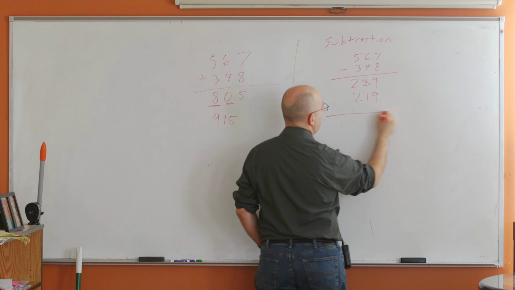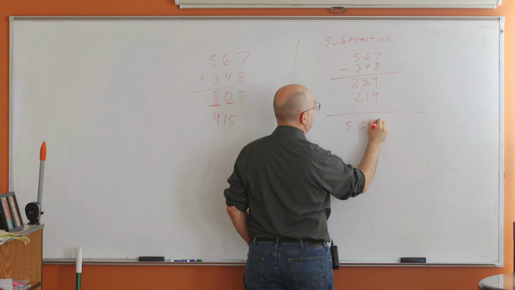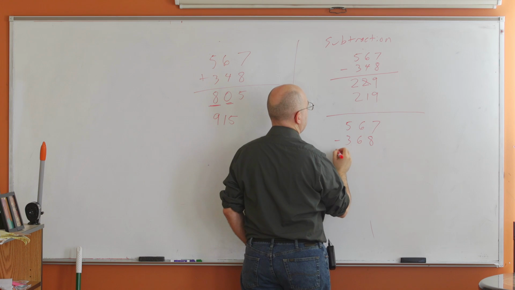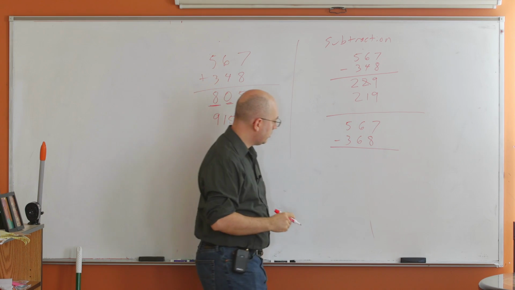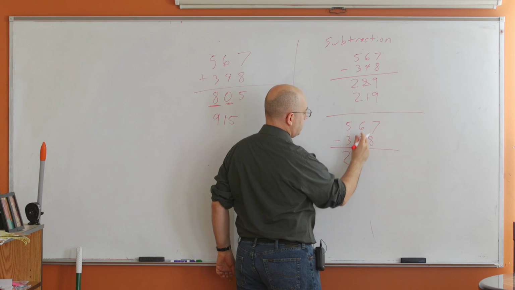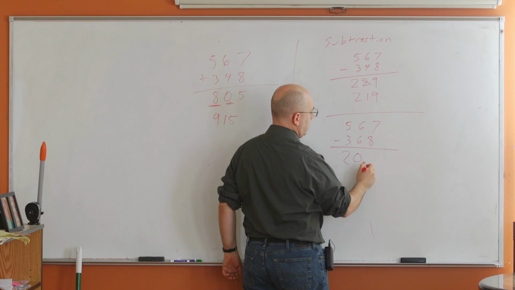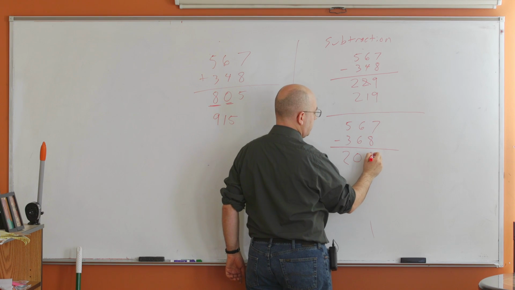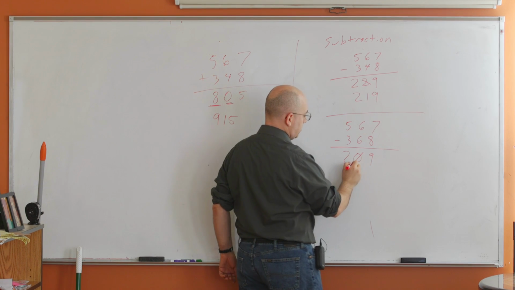Let me try another one with another extra complication. Again, from the left, 5 minus 3 is 2. 6 minus 6 is 0. 7, 8. So again, flip the 8 to a 2, add it to the 7. That's a 9. So you slash it.